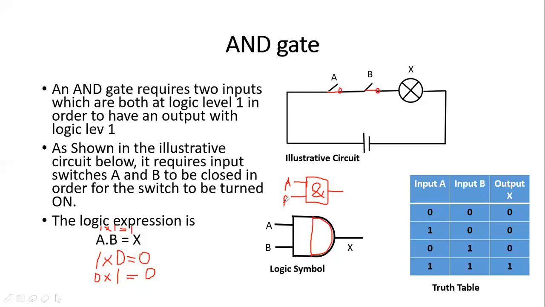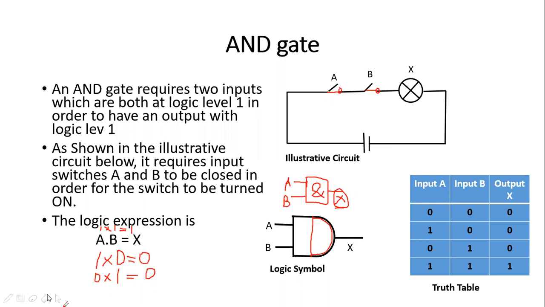The output is here. I'm calling the output X, but this output can also be something else. You can use something like maybe C, so that you have A, B equals C. A dot B equals C. So that's about your AND gate. You need both of them. You need A and B to have an output on the other side, which is C, or in this case, we are using X. So the truth table is that simple and straightforward, meaning you can even use your multiplication to confirm it, but the illustrative circuit makes things easier.